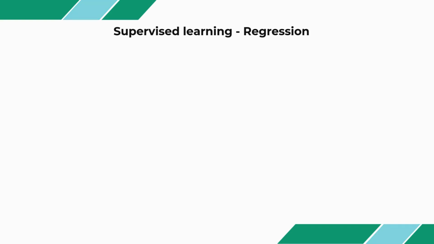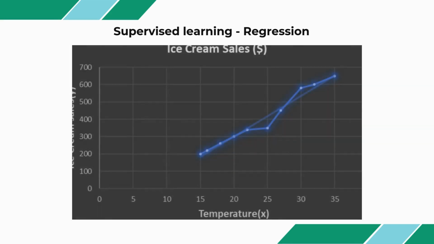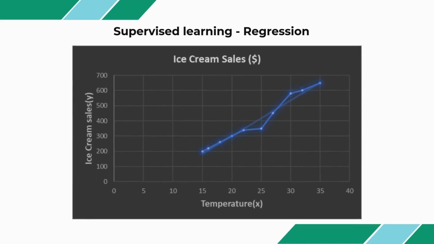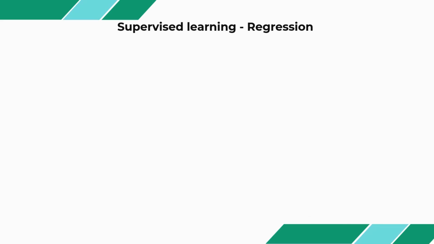Now the next technique in supervised learning is regression. We saw an example earlier, like ice cream sales with respect to temperature. So that is also a regression example. However, there are multiple options available in regression as well. Let's discuss them one by one.